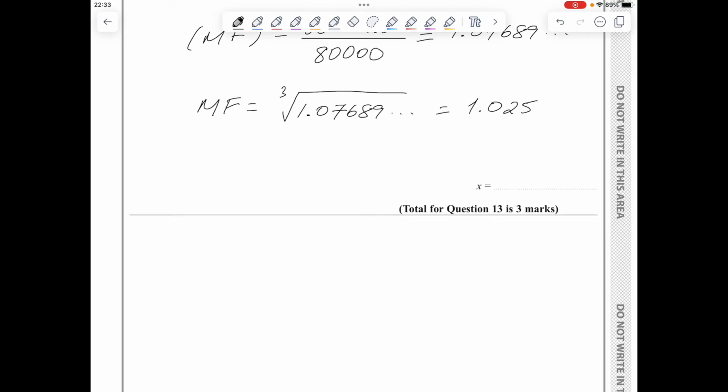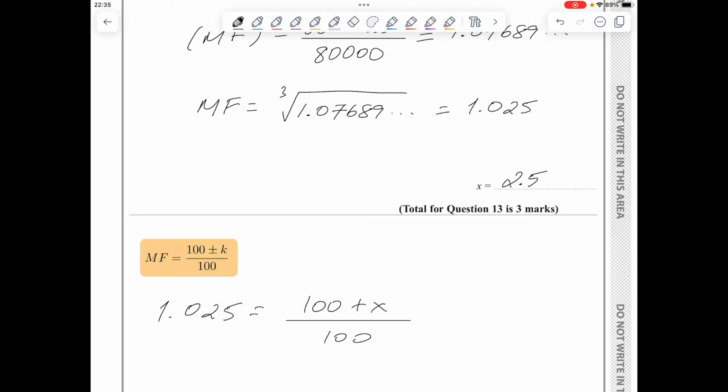Now, an experienced student should recognize this one as an increase of 2.5%. If you can't see that, then you have to use the formula for the multiplying factor, which is the following. The k written here is basically the x in the question, and instead of plus or minus, I'm going to have a plus because I have an interest. This implies an increase, so I have the following: 1.025 is equal to 100 plus x over 100. And then cross multiply and solve for x to get x equals 2.5 as I found above.